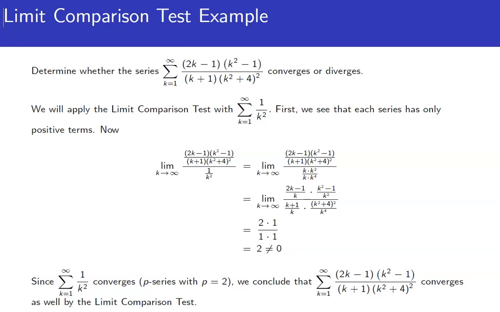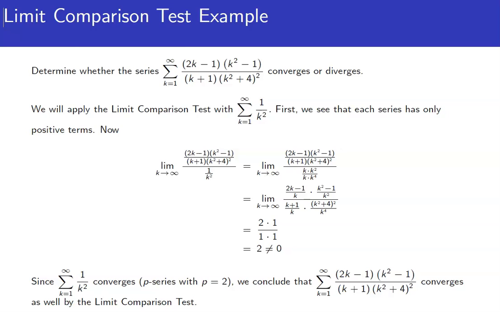In this video, we're going to look at an example of using the limit comparison test to determine if a series converges or diverges. In this example, that series happens to be the sum from k equals 1 to infinity of (2k minus 1)(k squared minus 1) in the numerator, and then over (k plus 1)(k squared plus 4) squared. The important thing with trying to use the limit comparison test is you're looking at the terms of the series and see if you can come up with another series that you know by looking at it whether or not it converges or diverges.